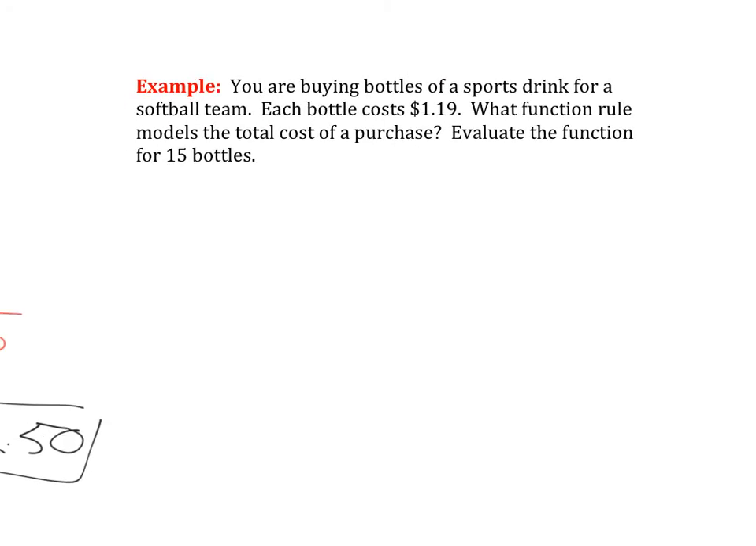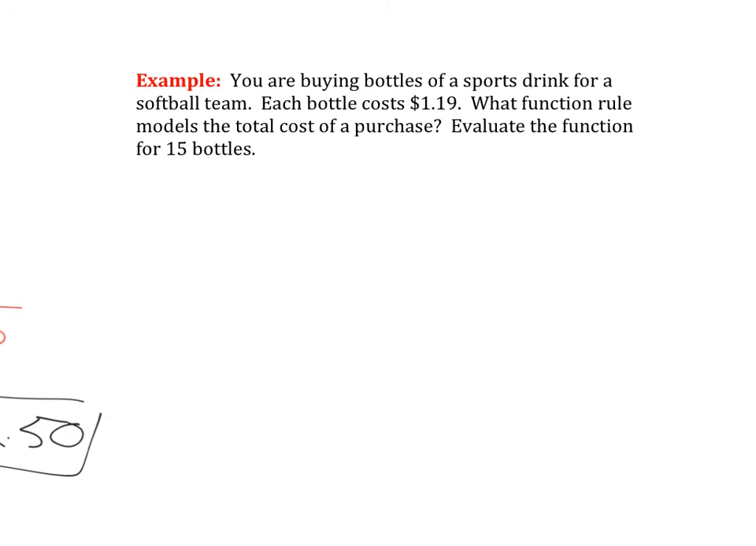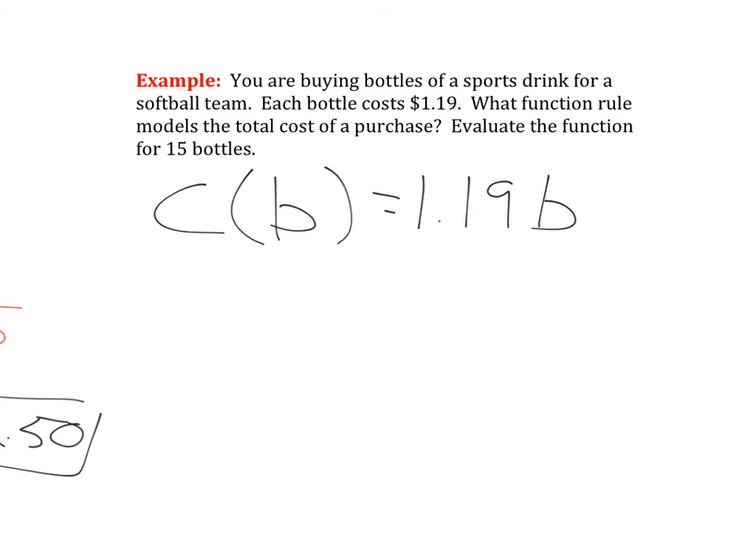All right, next one. You're buying bottles of a sports drink for a softball team. Each bottle costs $1.19. Write a function rule that models the total cost of a purchase. So I've got cost and bottles. I'm going to go ahead and write this as C of b, cost of bottles. And it looks like it's going to be pretty straightforward. $1.19 per bottle, so 1.19 times b. And then it's asking what is the cost of 15 bottles? So it's going to be what is the cost of 15?